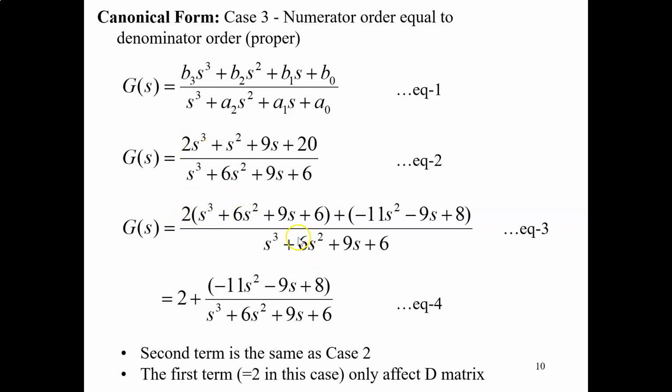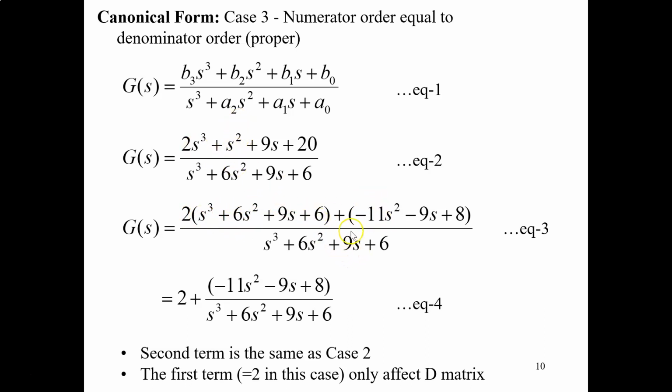Then if I look at the denominator terms, I need a 6s squared. I write this down: 6s squared times 2, that's 12. But I only have 1s squared in my original transfer function. So I put a 12s squared here, but I only have 1, so I put a minus 11. I don't arbitrarily add anything. If I use a 12 here and then minus 11, then I have s squared.